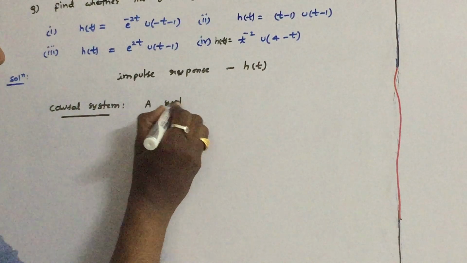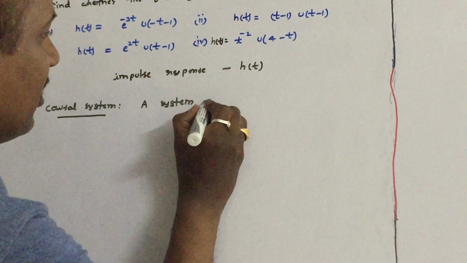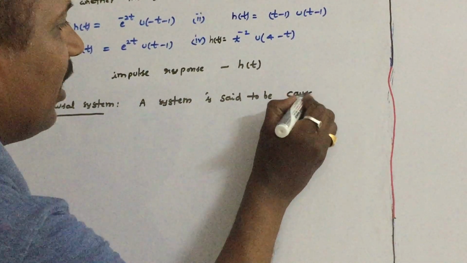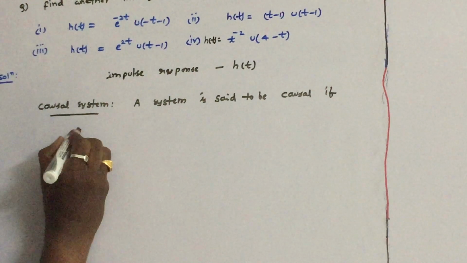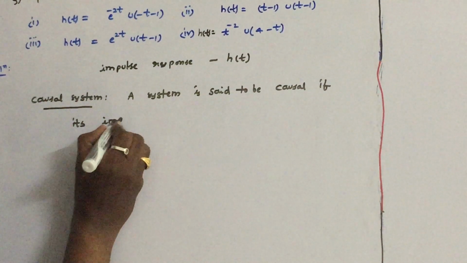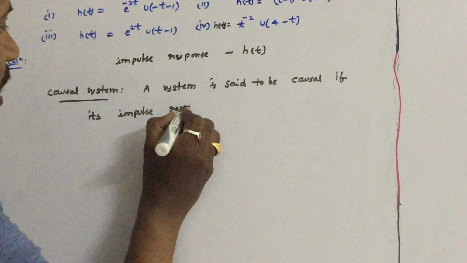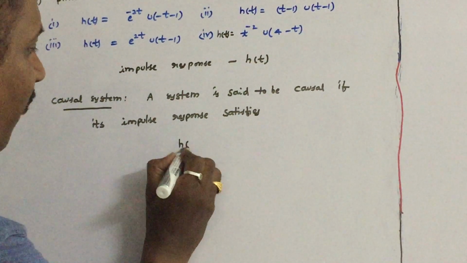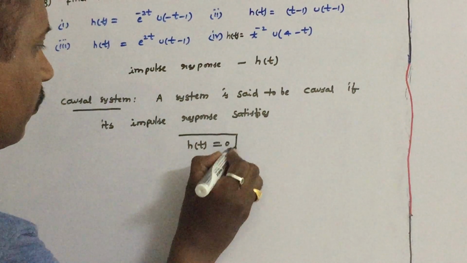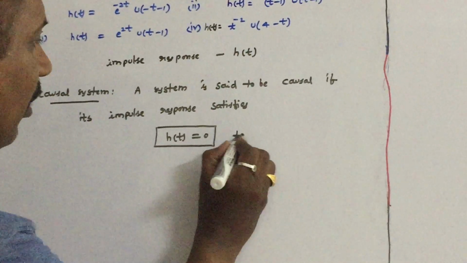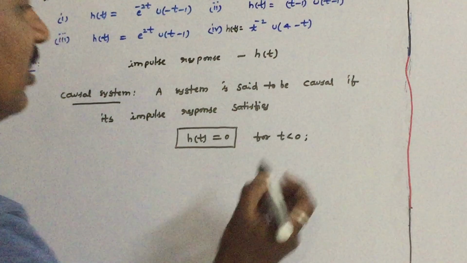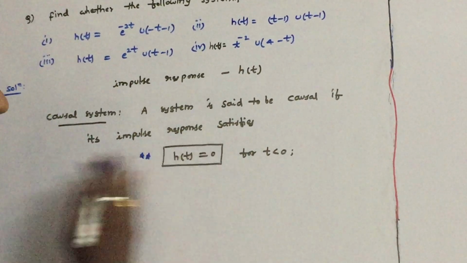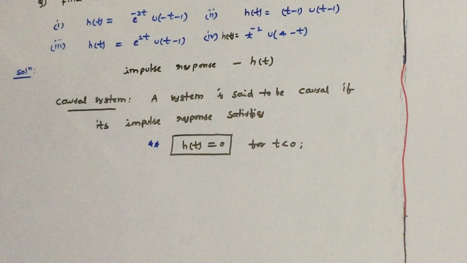Let us recollect the definition. A system is said to be causal if its impulse response satisfies h of t is equal to 0 for t less than 0. So this is the very important condition. If the impulse response is 0 for t less than 0, then such a system is said to be a causal system.